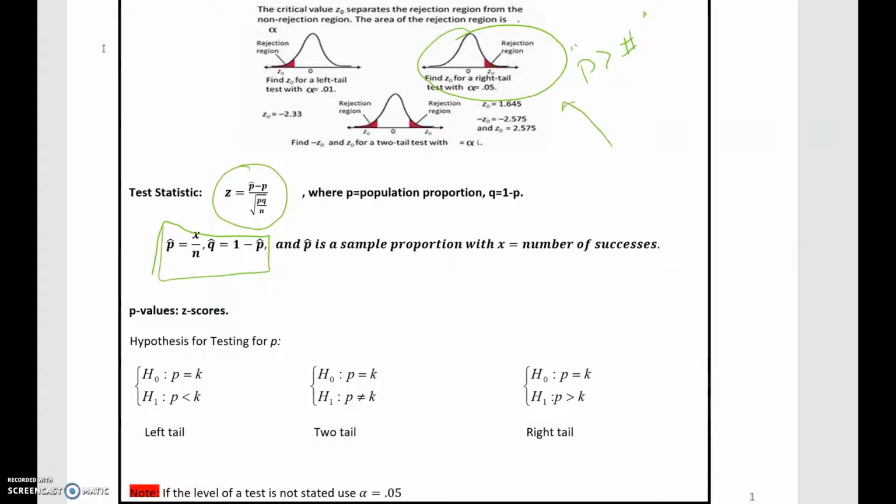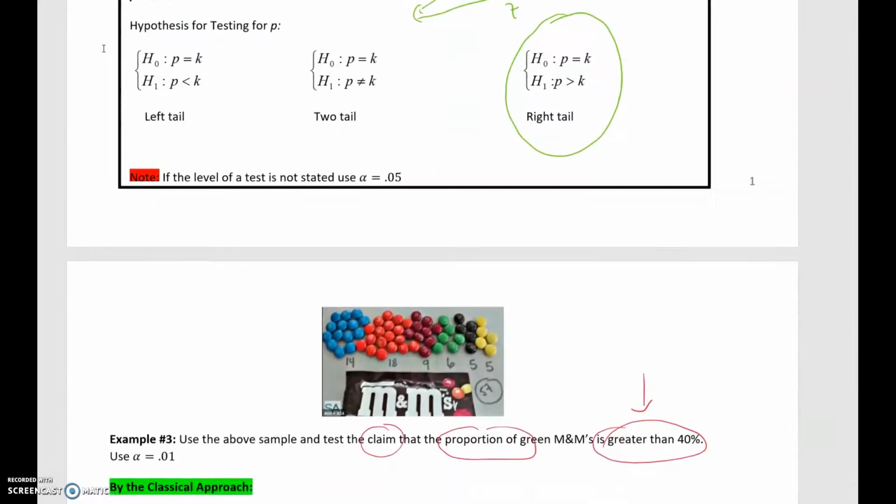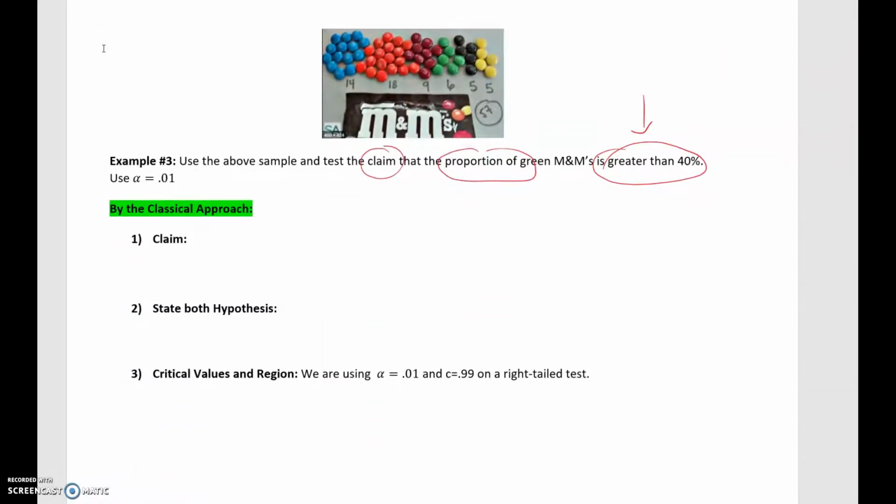Because of the greater statement, we're going to be looking at a right tail test. So remember that on a right tail test, technically this is going to be some Z-score. This is going to be the value of alpha, and that's going to be the value of C. We have to be careful on the placement of the value of C. It's not going to be the same as the two-tail test, which used the critical values for the confidence intervals.